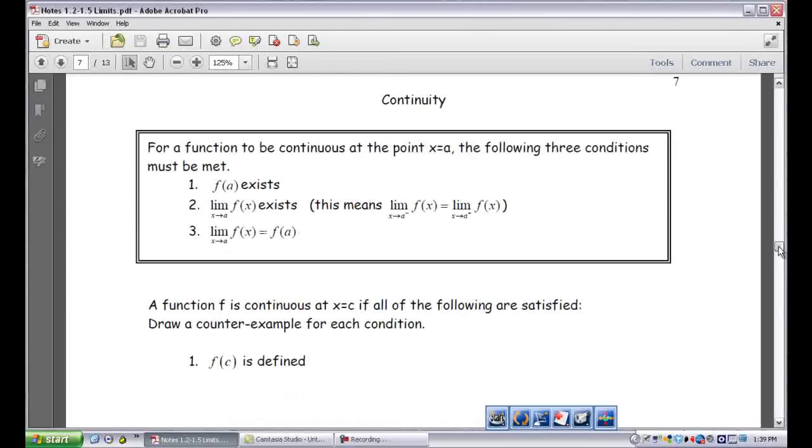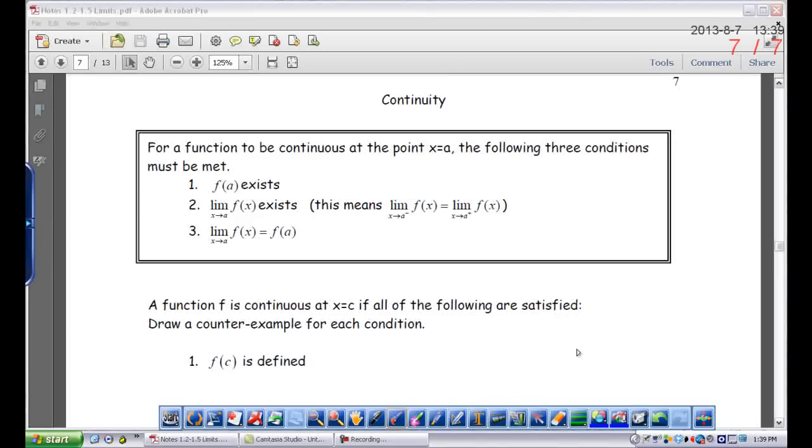All right, moving on to continuity. For a function to be continuous at a point x equals a, the following 3 conditions must be met. f of a must exist, so the function is defined at the point x equals a. The limit as x approaches a of f of x exists, and from what we just learned, we know that therefore the left and the right limits have to be equal. And then the third condition is that the limit as x approaches a of f of x equals f of a. Basically in layman's terms, this means that the value of the limit equals the value of the function.